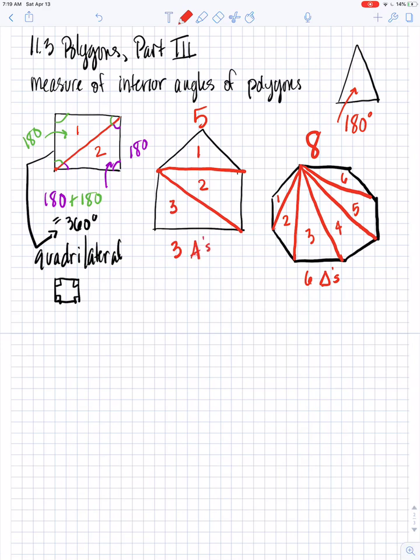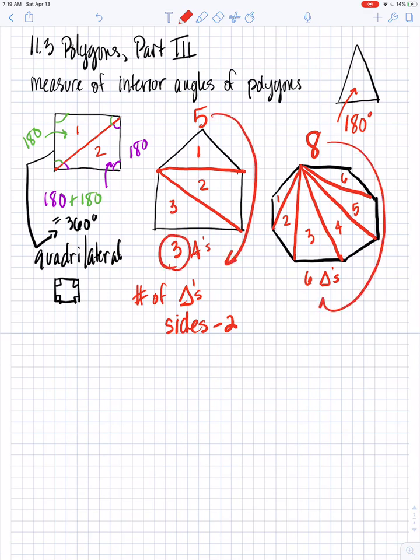Are you figuring out that the number of triangles that we can tile inside a polygon is always equal to the number of sides minus 2, right? 5 minus 2 tells us that we have 3. 8 minus 2 tells us that we have 6. And we can use that to help us figure out the measure of the angles inside any polygon.